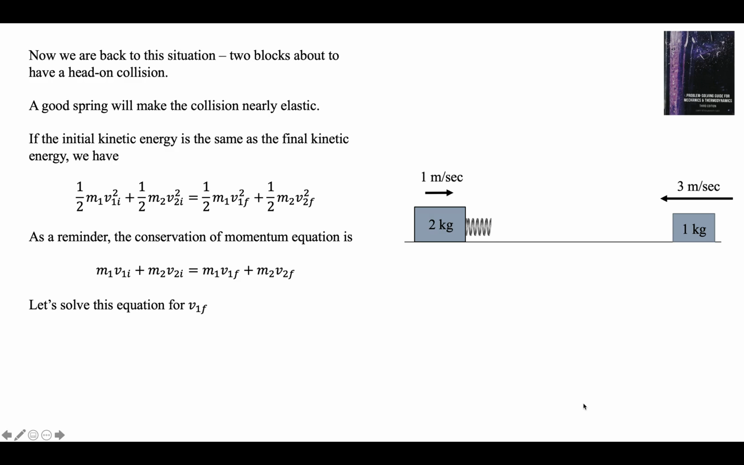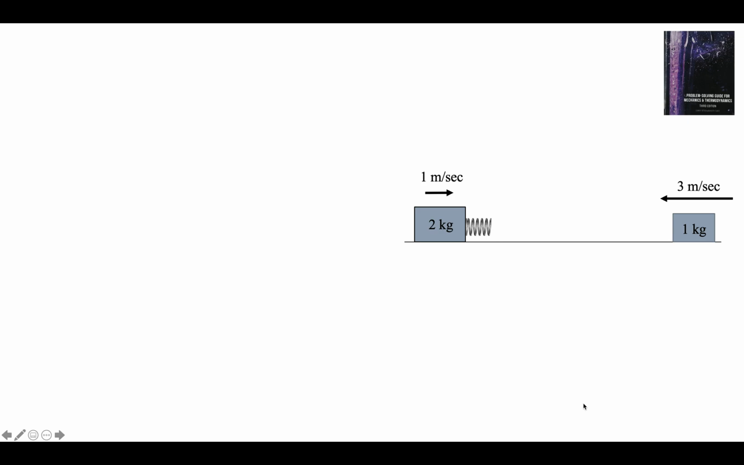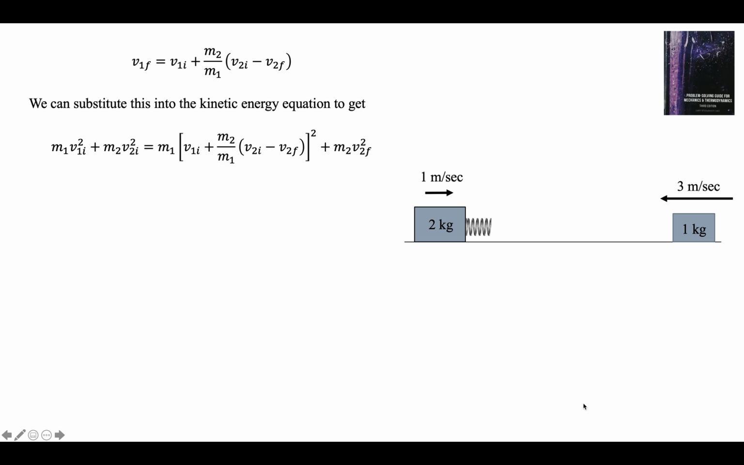So let's solve for V1 final. This is the momentum equation. We're solving for V1 final. We put M1 V1 final on the other side, and we divide by M1 like that. We can take the first term, get rid of those M1s, and now it looks like this. We can substitute this back into the kinetic energy equation. This here is V1 final. We cancel the 1/2s, simplify it.